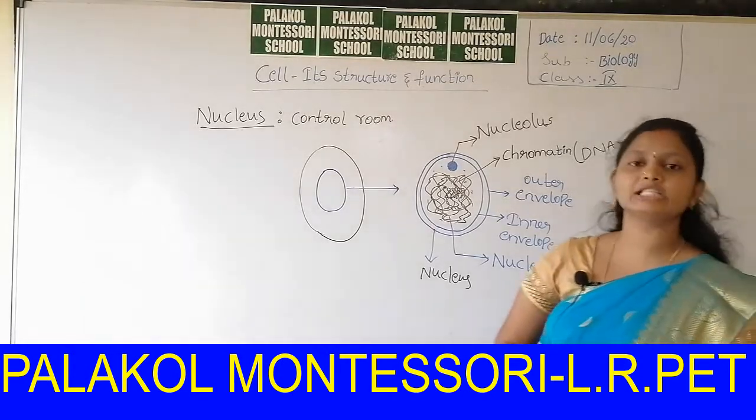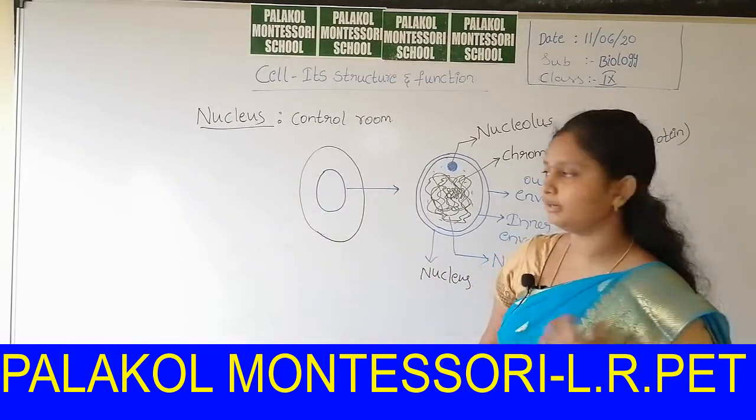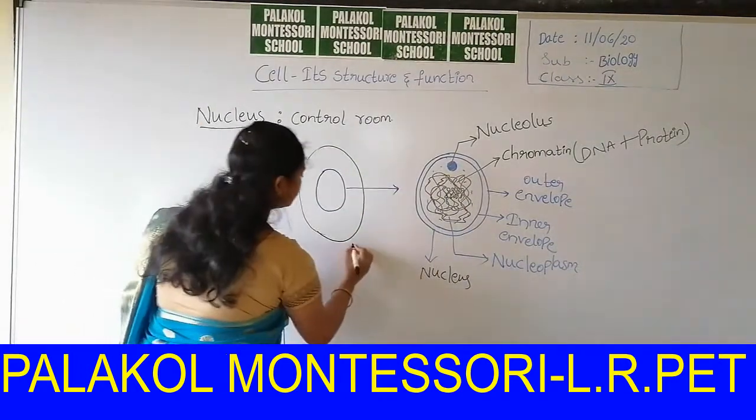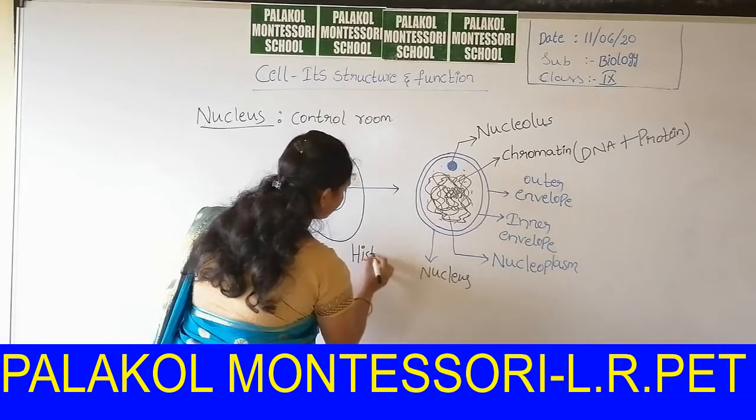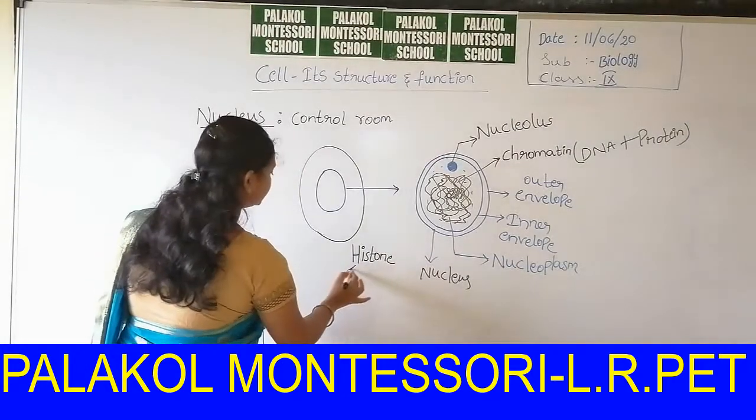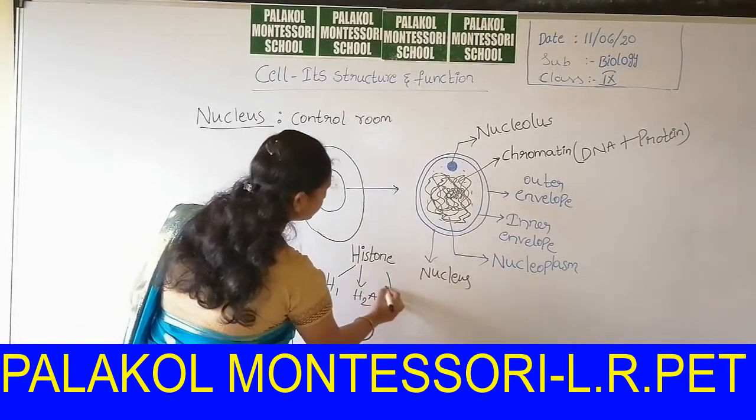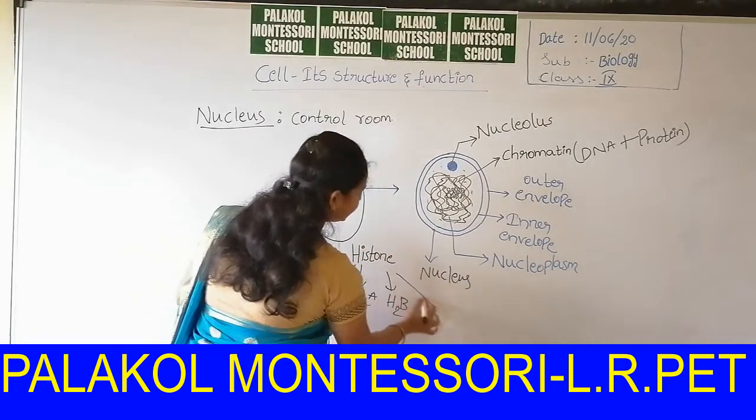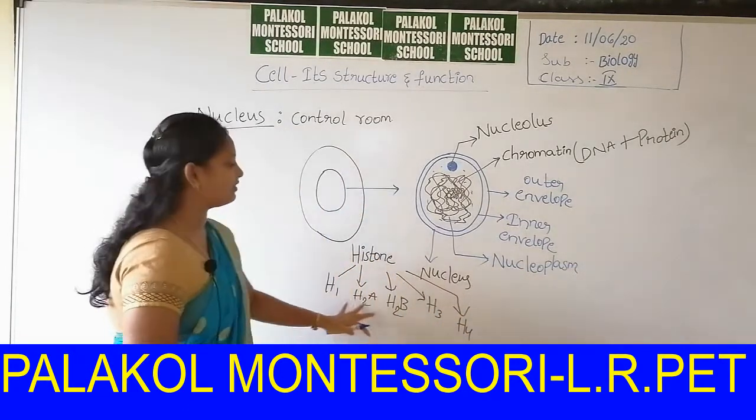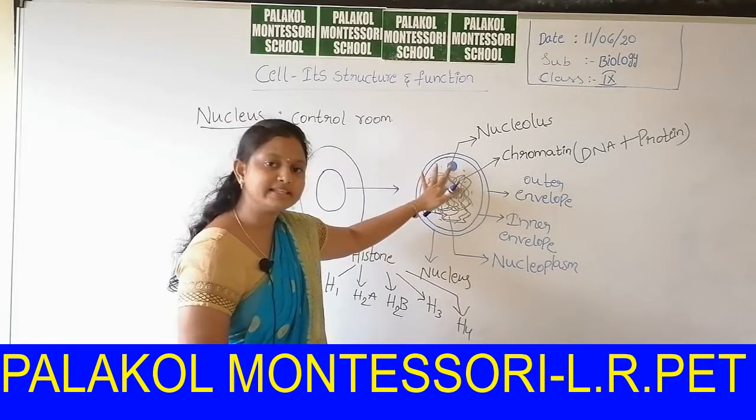Okay, what are the proteins present in the chromatin material? They are of different types. Usually those proteins are called histone proteins. These histone proteins are categorized into H1, H2A, H2B, H3 and H4. These are the 5 types of histone proteins present in the genetic material of the cell.